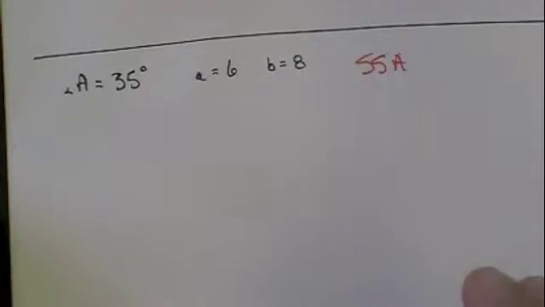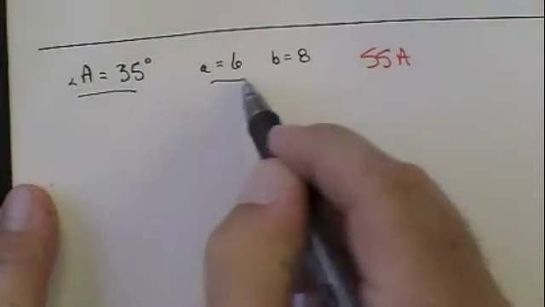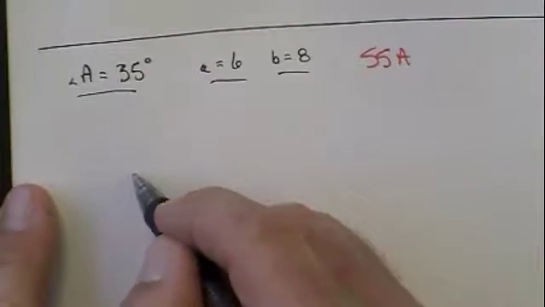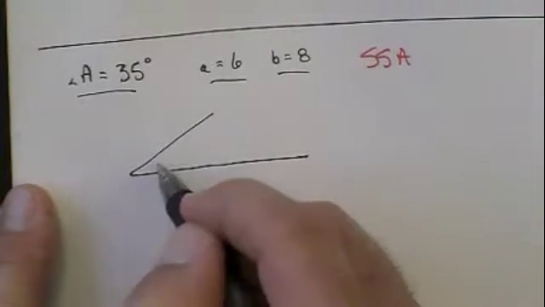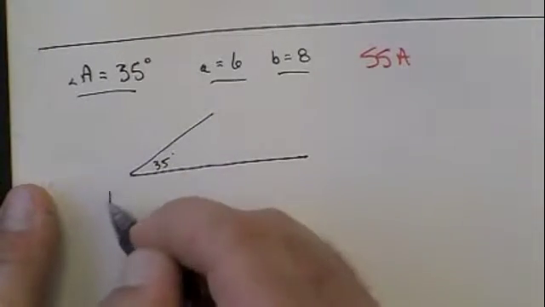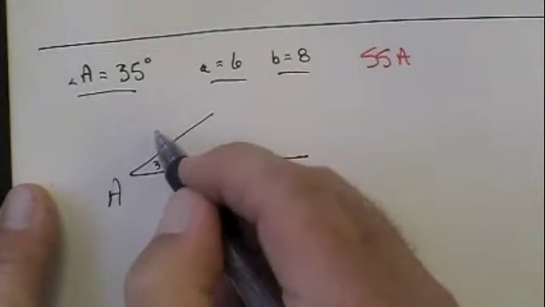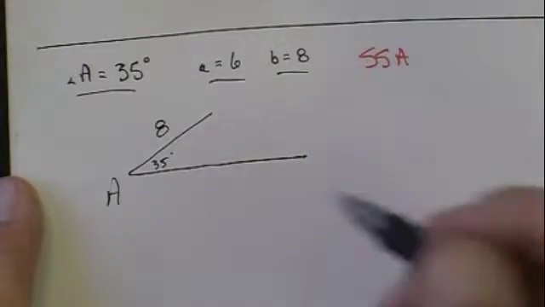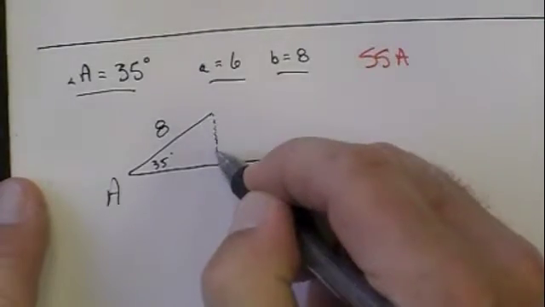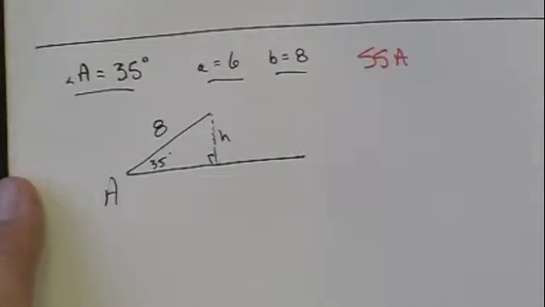First thing we need to do is to determine if there's actually two triangles. So what we're given is we're given an angle and then two sides. And so if we were to sketch this out, we have our angle A of 35 degrees. So here's 35 degrees, here's angle A. Now side B is adjacent to that, so we'll say that is 8 units. And let's just imagine for right now that we have a right triangle. And so we're going to say this is our height.